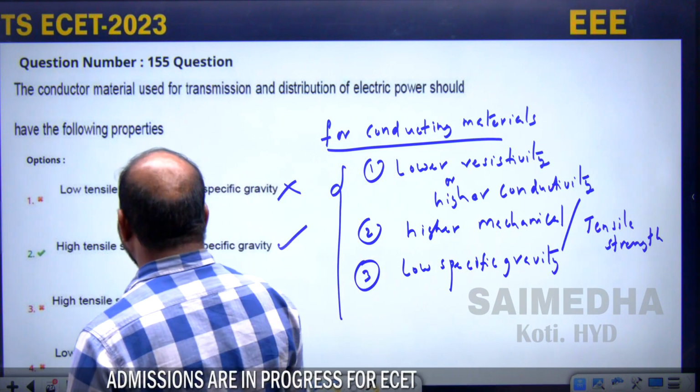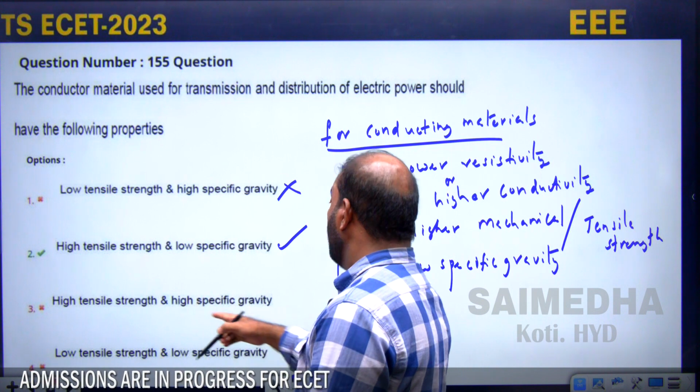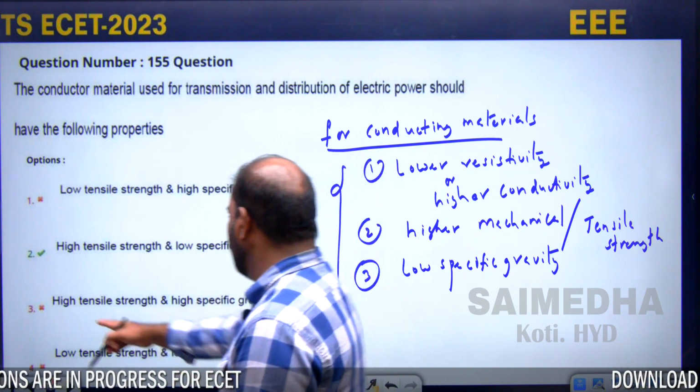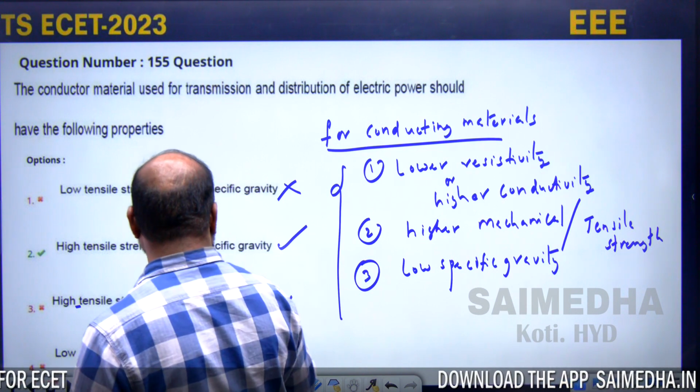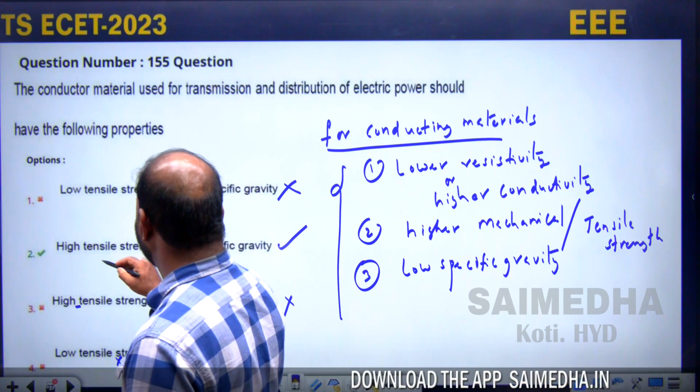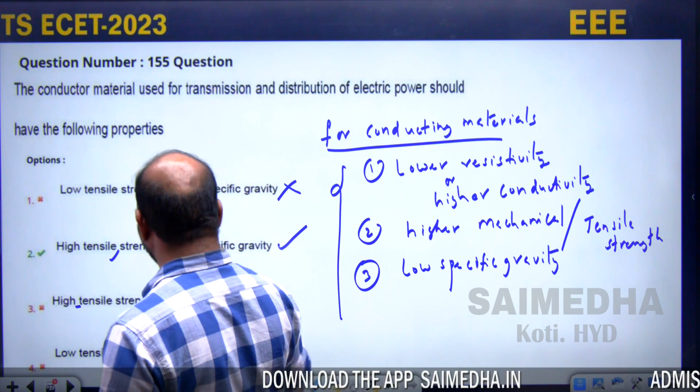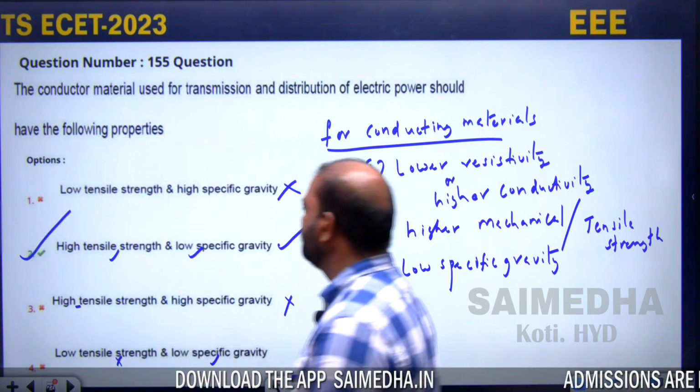Of course, it is correct. High tensile strength, high specific gravity: higher weight is not preferred. Low tensile strength is not preferred, while low specific gravity is preferred. But high tensile strength is preferred, and low specific gravity is preferred. So option 2 is the right answer.